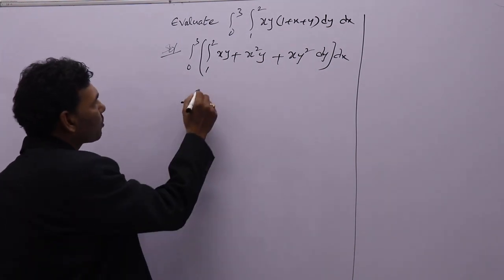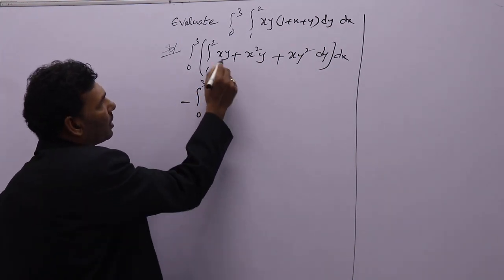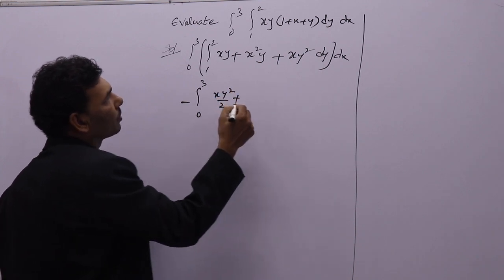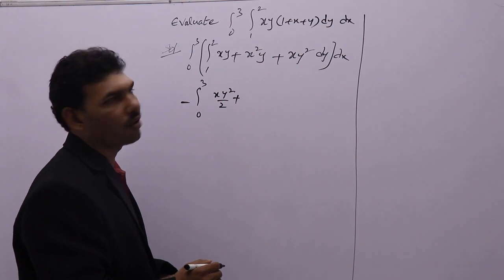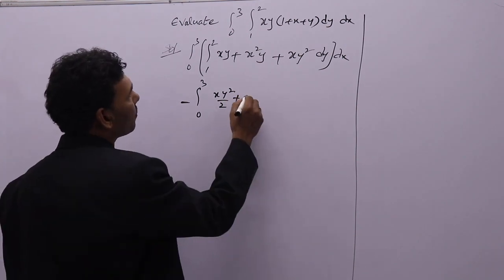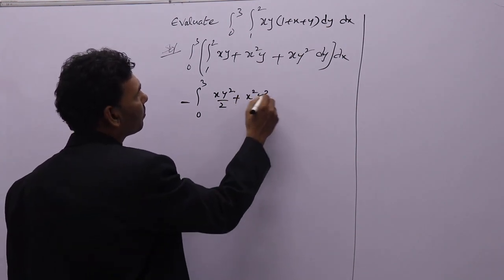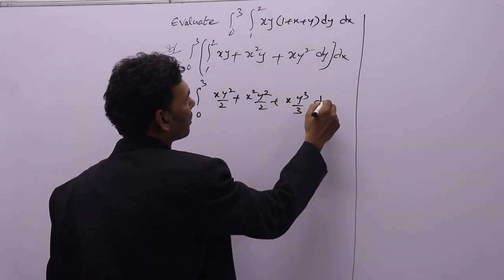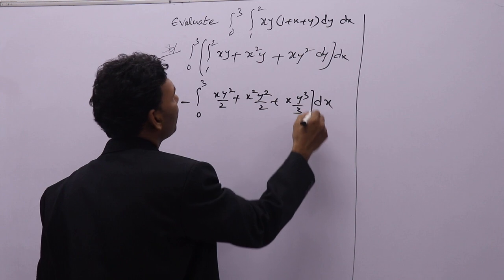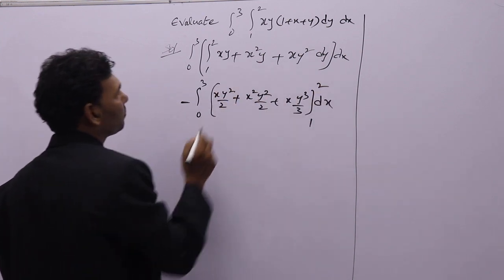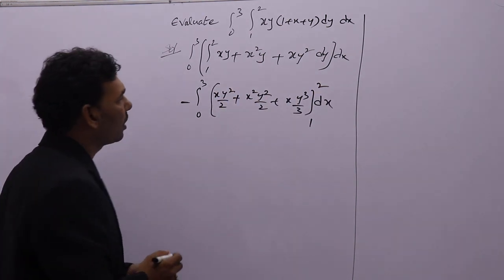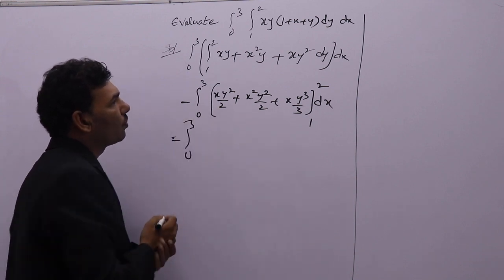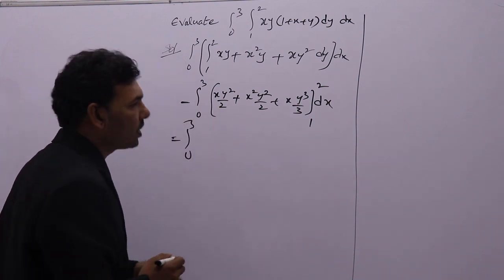Now integrate with respect to y, what will you get? Integral, y square by 2, plus y cube by 3, dx, limits 1 to 2. Now write 2 first.